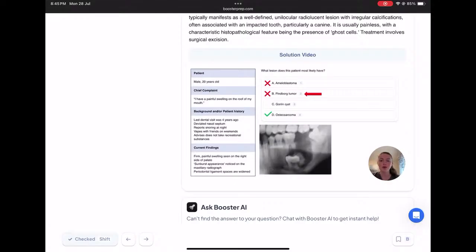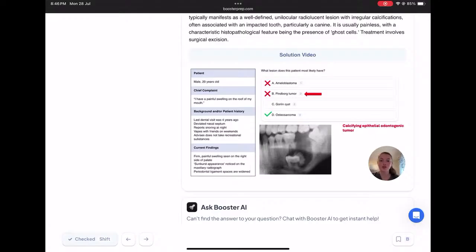Now for a Pindborg tumor, this is also known as a calcifying epithelial odontogenic tumor. So once again, this is like a tooth tumor, odontogenic, and not a bone tumor like our osteosarcoma. So this is a tumor of odontogenic epithelium. Now, this is not very similar to our osteosarcoma. We see some expansion, but that's really about it as far as the similarities. Different, this is asymptomatic, so once again, not painful, and it's often associated with impacted teeth.